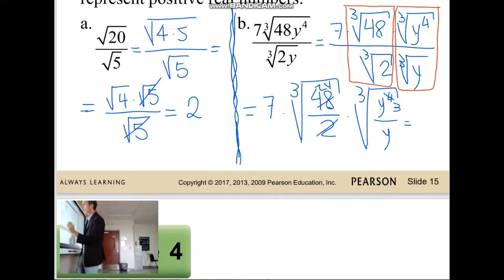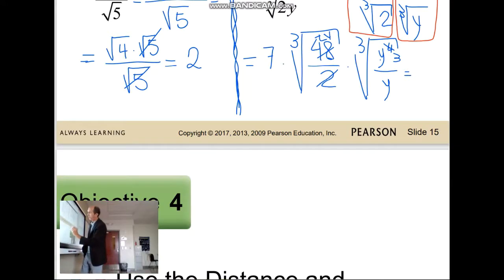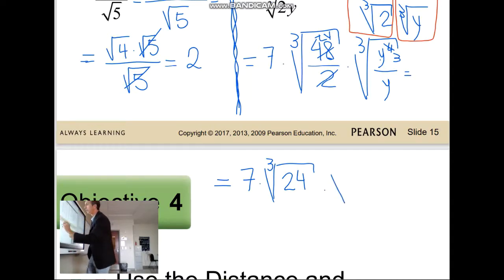So let's rewrite this. Let's use this space here down to complete the calculations. And we're going to have 7 times cube root of 48 divided by 2, 24. And this is cube root times cube root of y cubed.